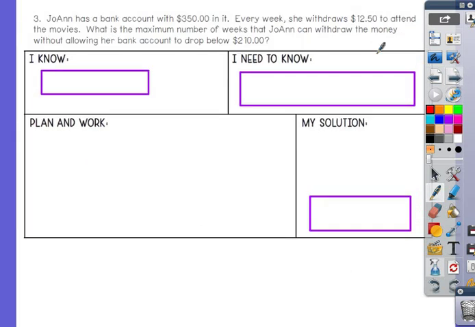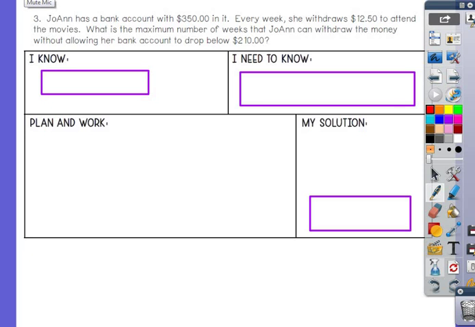Okay, let's look at number 3. It says Joanne has a bank account with $350 in it. Every week she withdraws $12.50 to attend the movies. What is the maximum number of weeks that Joanne can withdraw the money without allowing her bank account to drop below $210? What does withdrawal mean? Take out money. Okay, so I'm going to wait a little bit. I want you to write what inequality you think this would represent, and then we'll check it.